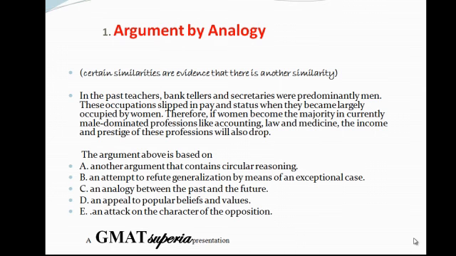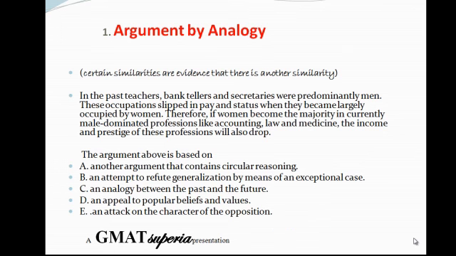So one of the common types of argument that is used in critical reasoning is argument by analogy. It is not very difficult to identify an analogy. You will always see a situation being presented, and we consider another situation and say that what happened in the first situation will happen in the second situation. It is not an appeal to belief and values. It is not attacking the character of an opposition. The answer is C.